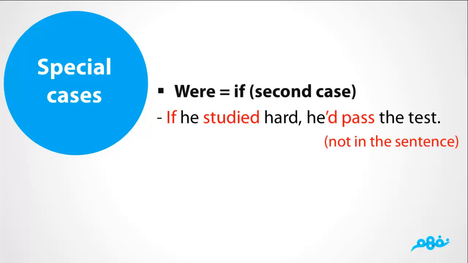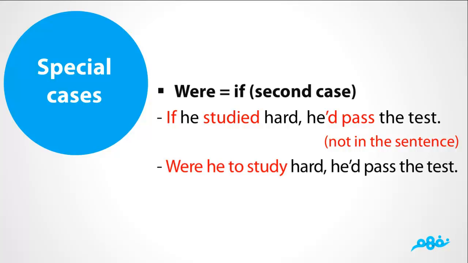If he studied hard, he would pass the test. Here, the word were is not in the sentence, but we can use it instead of if, as we say, were he to study hard, he would pass the test. So here, we changed the verb studied into to study.